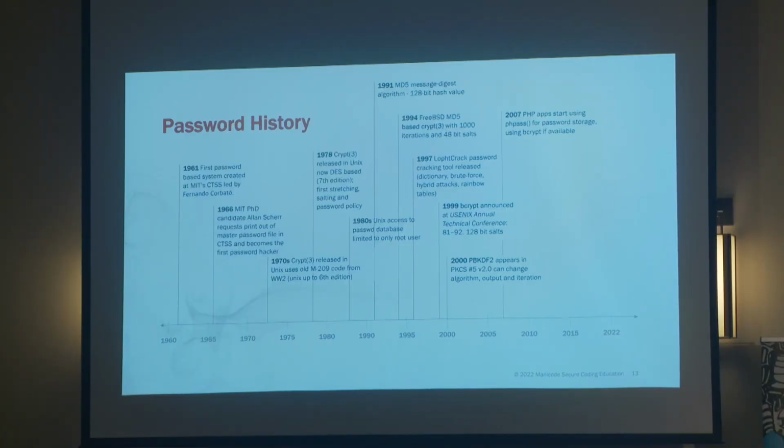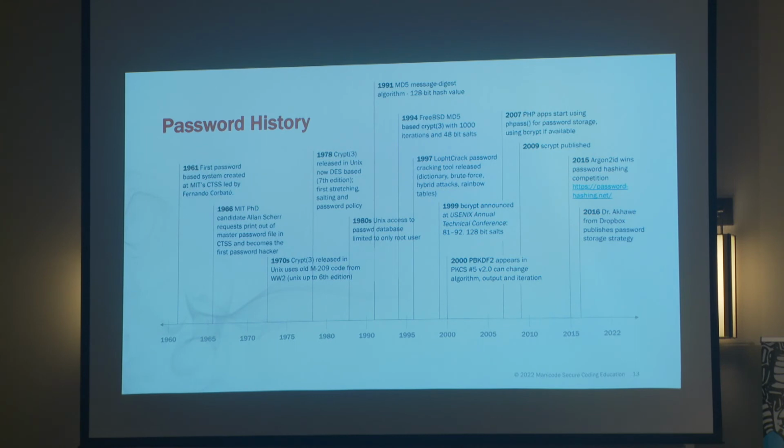In 2007, PHP has a built-in password protection algorithm using Bcrypt if it's available, and by 2009, Percival publishes scrypt. In 2015, Argon2, where we want to use Argon2id today, wins the Password Hashing Competition. And these algorithms have stood the test of time and are still good today.